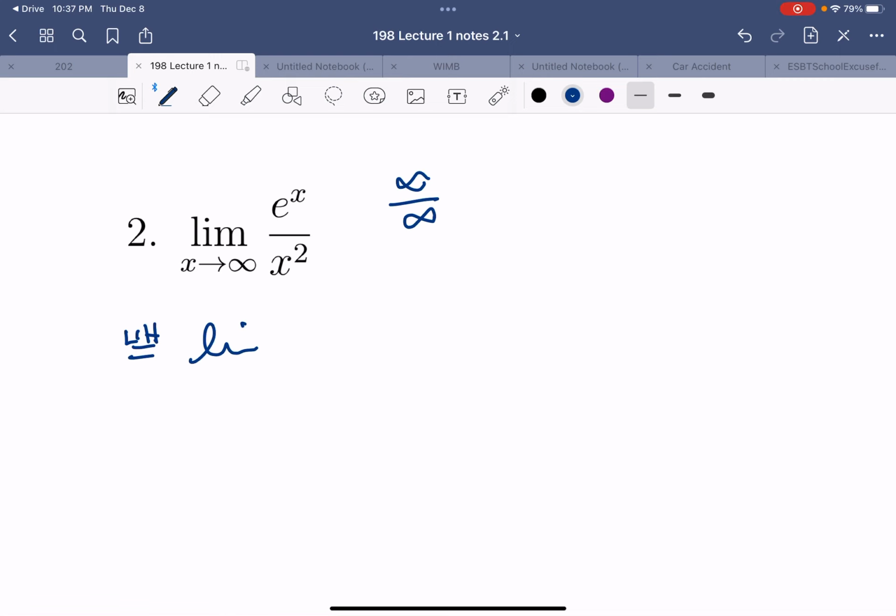So this is the limit as x goes to infinity. And I take the derivative of the top and the derivative of the bottom. So derivative of e to the x is e to the x. Derivative of x squared is 2x. If you plug your infinity back in again, you're still going to get infinity over infinity. So that means we can use L'Hopital's rule again.